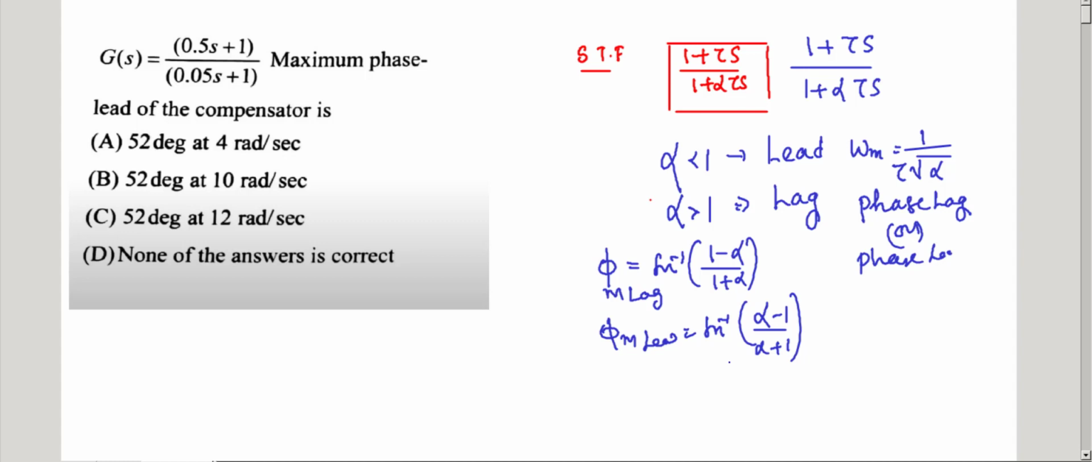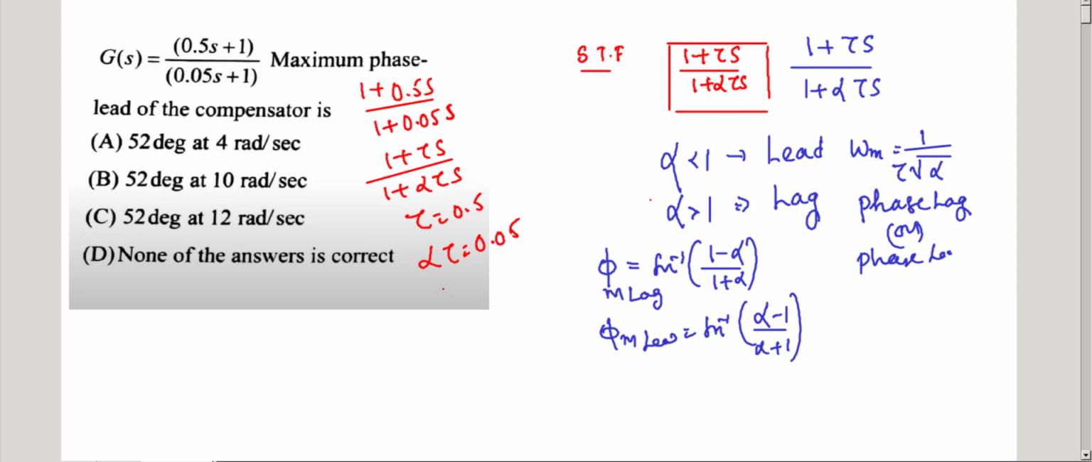Let's check whether this is a lead or lag compensator: 1 plus 0.5s by 1 plus 0.05s. Compare with the standard transfer function, 1 plus tau s by 1 plus alpha tau s. Tau is 0.5, alpha tau is 0.05. So alpha equals 0.05 by 0.5, which is 1 by 10, that equals 0.1. That is alpha less than 1, satisfied, so it is a lead compensator.